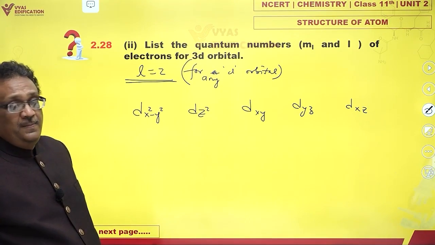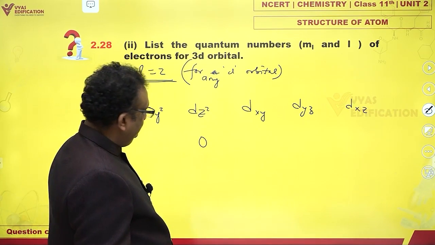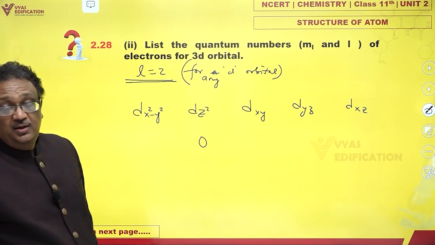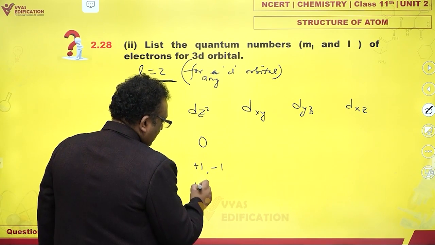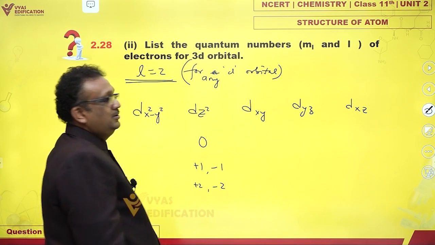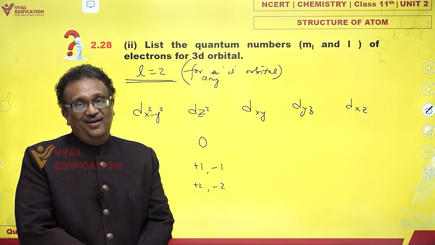What about ML? ML can be 0. It can be plus 1, minus 1, plus 2, and minus 2. So 5 different values for ML are possible.